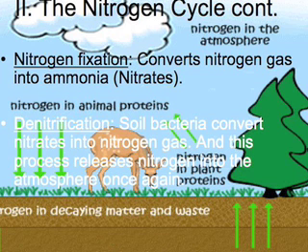When organisms die, decomposers return nitrogen to the soil as ammonia. The ammonia may be taken up again by producers. Other soil bacteria convert nitrates into nitrogen gas in a process called denitrification. This process releases nitrogen into the atmosphere once again.